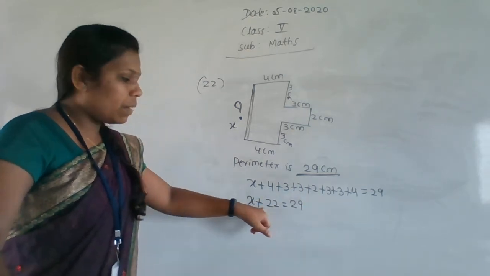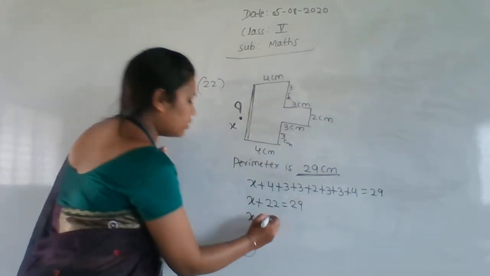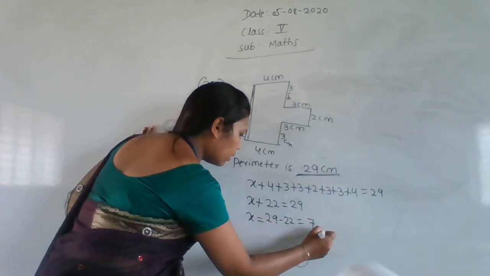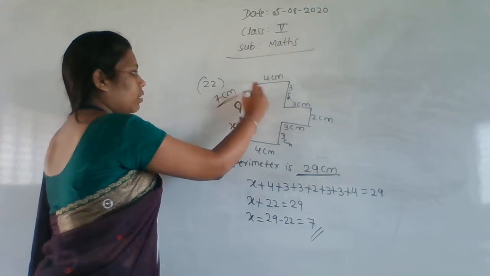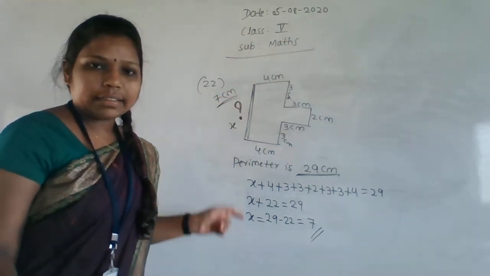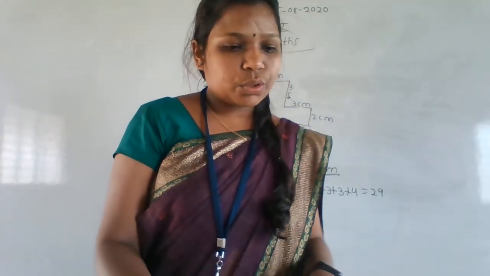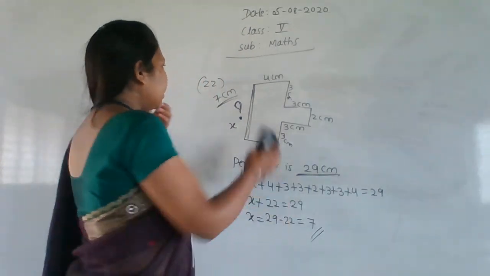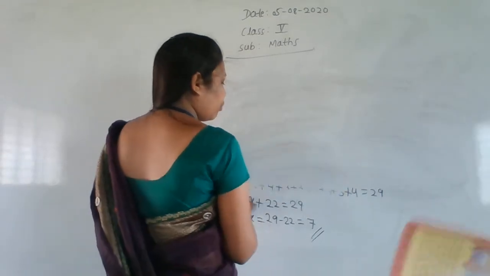Okay, so here plus 22 is there. What will it become? It will become a minus. That is 29 minus 22. That is nothing but 7. So this length is what here? 7 centimeter. Right? That length is 7 centimeter. So we'll move to the next question. That is 23. Find the area of the figure below. You have to find the area.